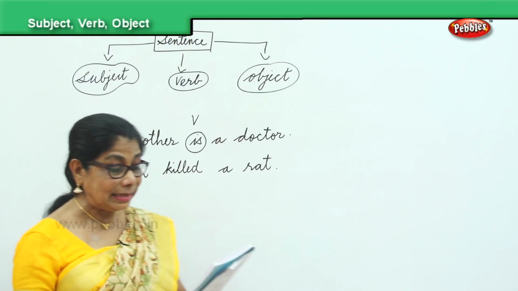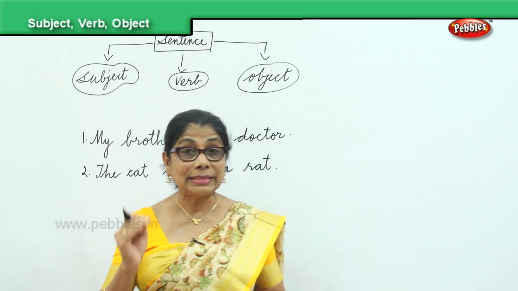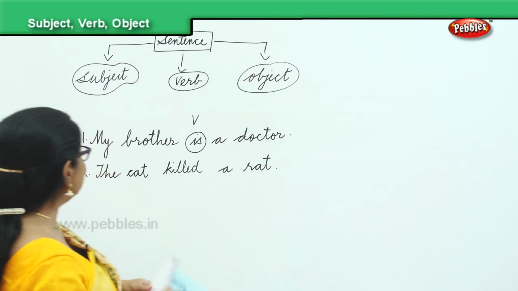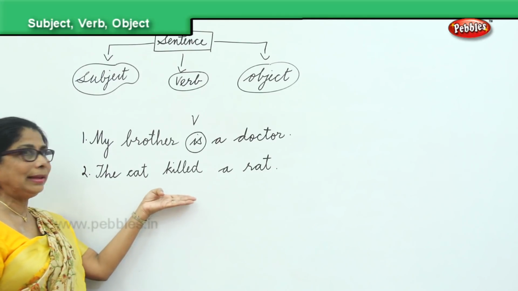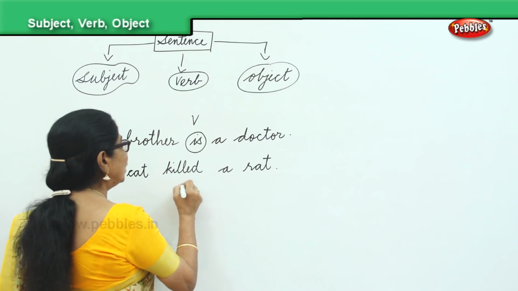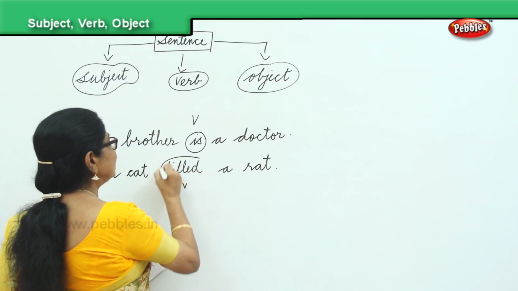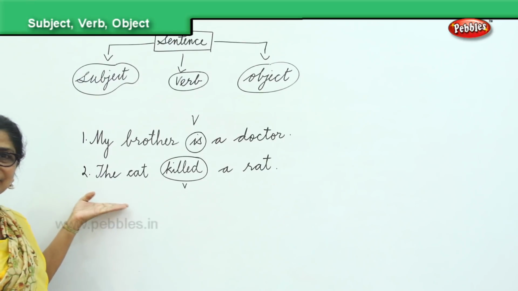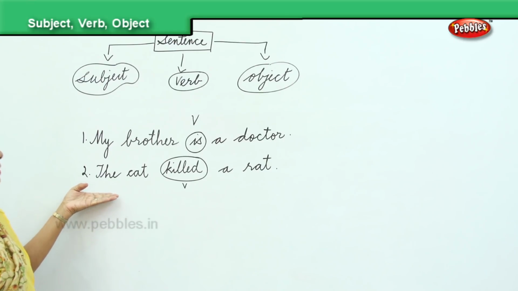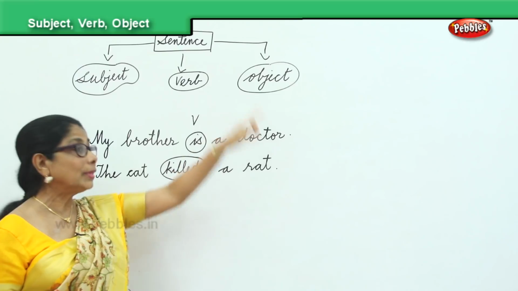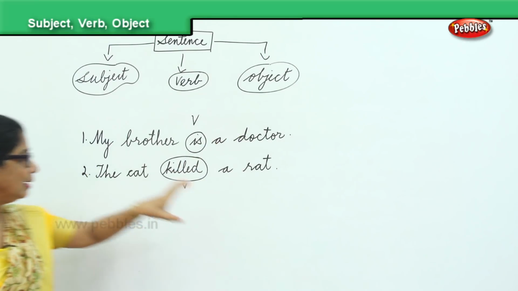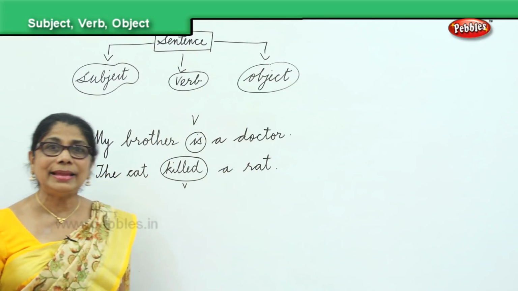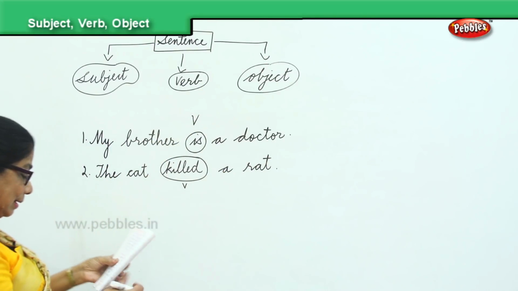Now, every sentence has a subject that does the action. What action is the cat doing? The cat is killing. Killed. This is the verb. So, this killed is the verb. Where is the subject? The cat. And which is the object? The rat. Now, did you get it? Cat is the subject, killed is the verb, the rat is the object. I'll give you another sentence.